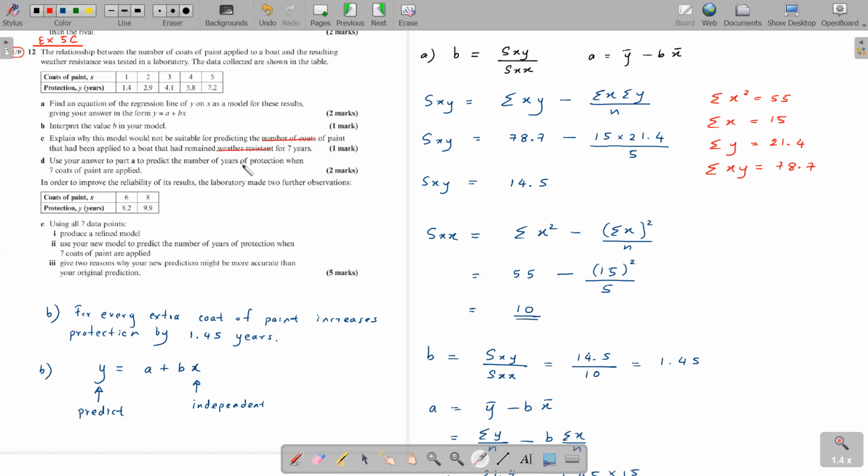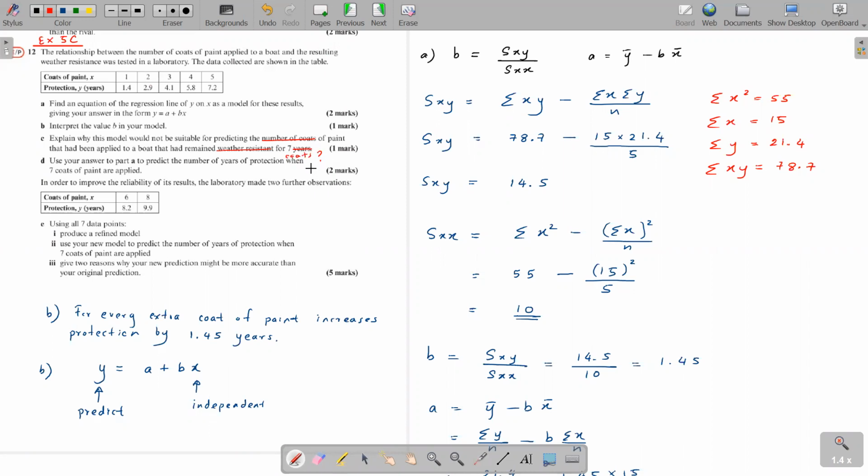So basically, what they're trying to say here is, explain why this model would not be suitable for predicting the protection for a boat that has 7 coats of paint. So for a boat that has 7 coats of paint, why is it not going to be suitable? Because guys, you can see you only have until 5 coats of paint. Do you have for 7 coats of paint?